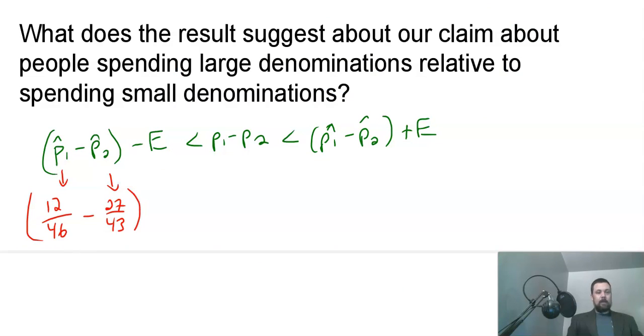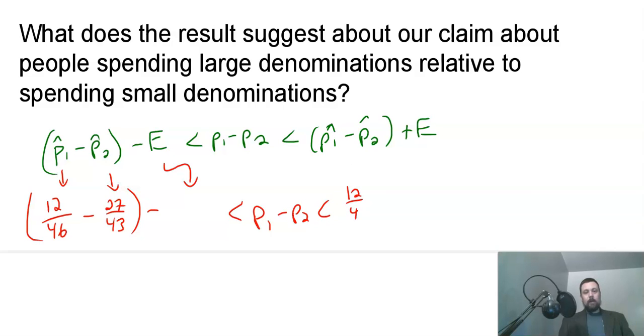Right? And so that's the difference in the sample proportions minus a margin of error, which we don't know yet. So we're going to have to leave that blank for right now. P1 minus P2 in the middle. These will be the same. It'll be 12 over 46 minus 27 over 43 plus a margin of error that we don't yet know. We're going to have to calculate that.